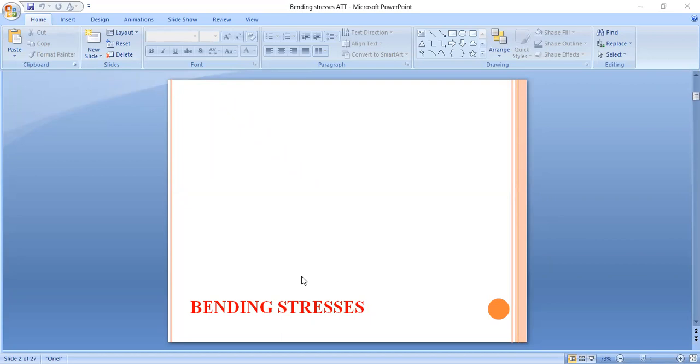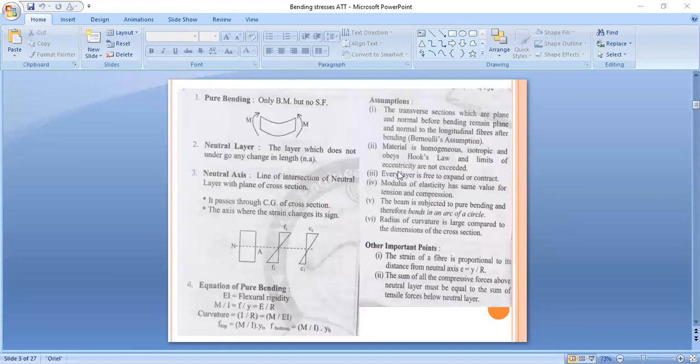So today we will see bending stresses. In that, first we will see pure bending. First we will see what is meant by pure bending. For that I will draw a figure, then we will continue.